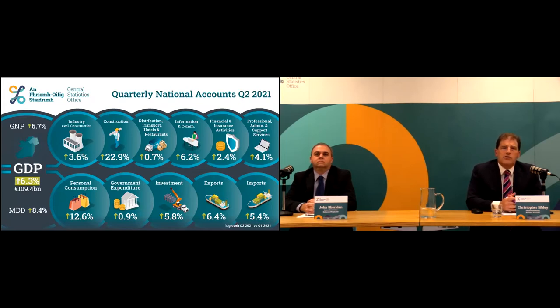On the expenditure measure of GDP, net exports are up 8.2% or 4.2 billion, with growth of 5.8% in investment and increased government expenditure. But the real feature of Q2 is the resumption, or the rebound, in consumption, up 12.6%. That's probably the largest factor driving our deglobalised or modified domestic demand on the bottom left there. So MDD is up 8.4%, largely because of the recovery in personal consumption.